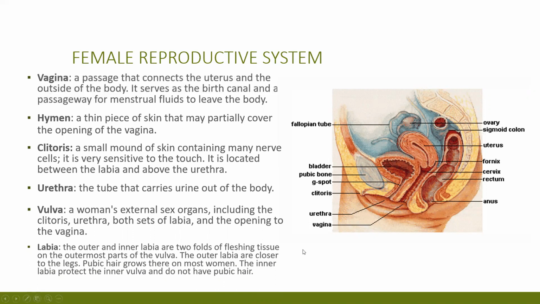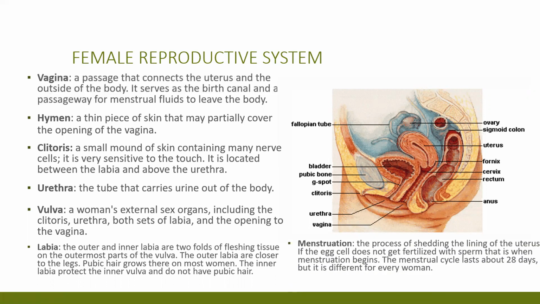The labia, the outer and inner labia, are two folds of fleshy tissue on the outermost parts of the vulva. The outer labia are closer to the legs. Pubic hair grows there on most women. The inner labia protect the inner vulva and do not have pubic hair. Menstruation, the definition is the process of shedding the lining of the uterus. If the egg cell does not get fertilized with sperm, that is when menstruation begins. The menstrual cycle lasts approximately 28 days, but it's different for every woman.